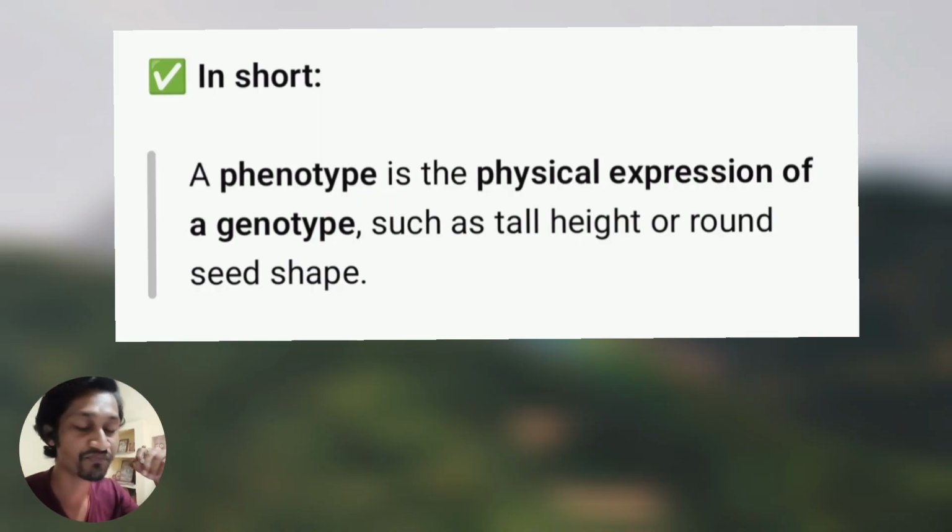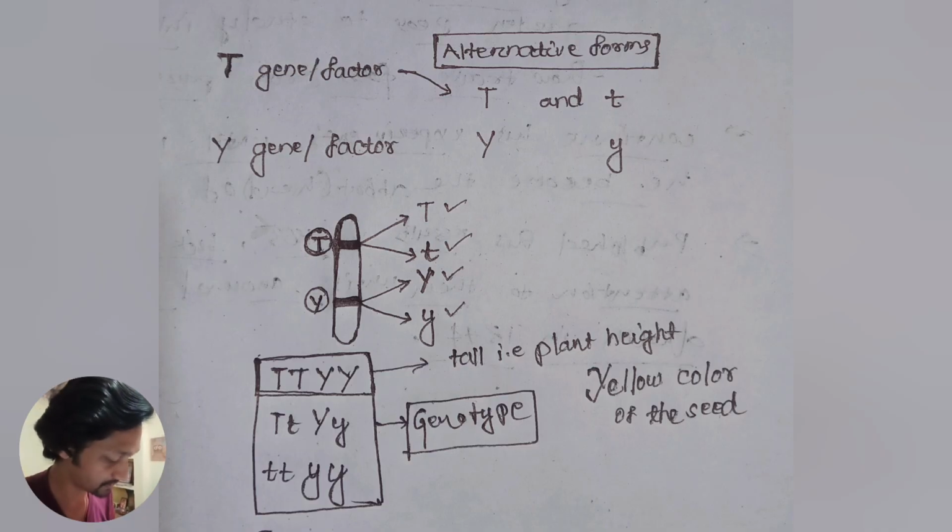Then what is phenotype? Phenotype is actually the physical expression of genotype in an organism. Due to the expression of genotype, capital T is responsible for tall, that is plant height, and capital Y is responsible for the color of the seed, that is the yellow color of the seed.